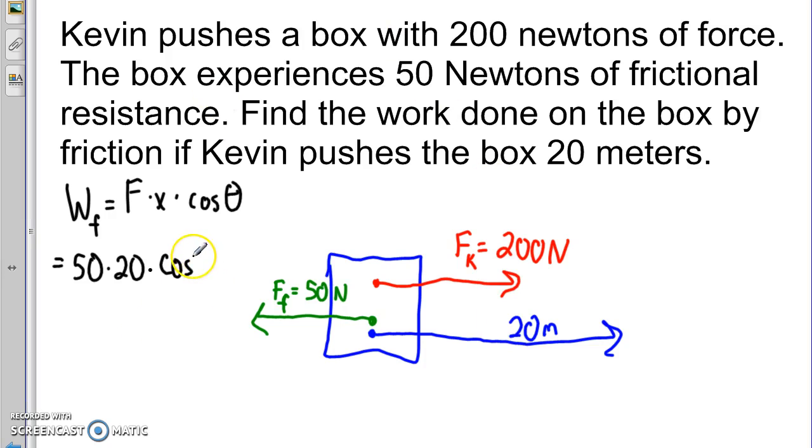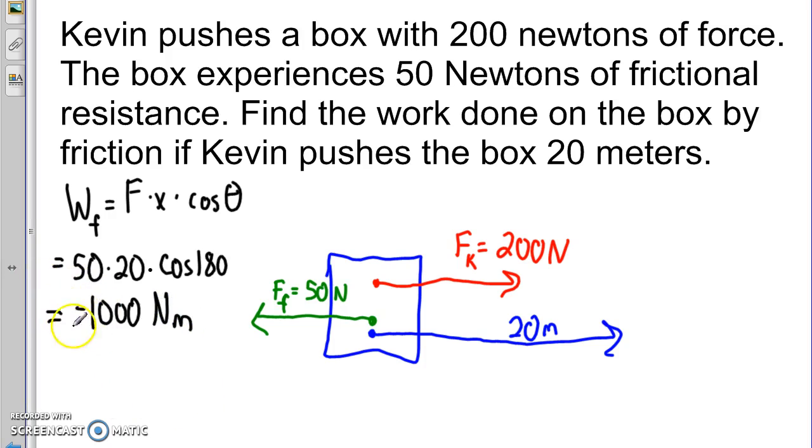So when I put this in, I'm putting cosine of 180. I don't have my calculator, so hopefully I can do this right. 50 times 20 is 1,000. When you take the cosine of 180, again, make sure you're in degree mode, you should get negative 1. So you have 50 times 20 times negative 1, and you get negative 1,000 newton meters.